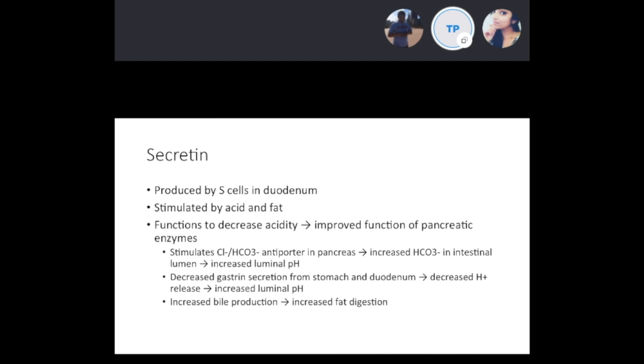It will also decrease gastrin secretion from the stomach and the duodenum, which decreases the proton release, which increases the luminal pH. And then increased bile production will increase fat digestion. So this is what secretin aims to do.